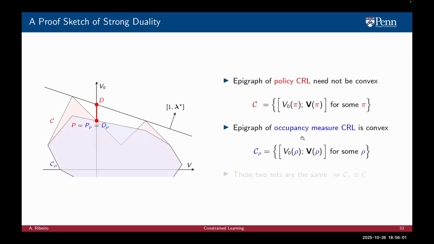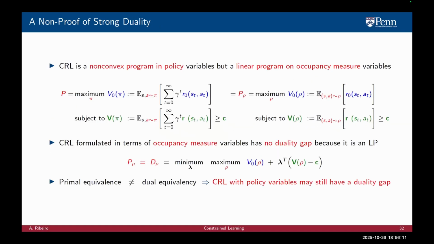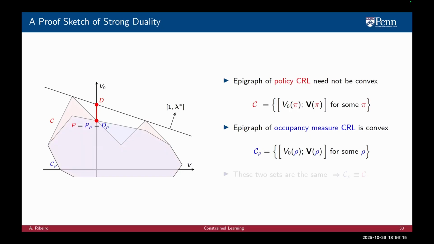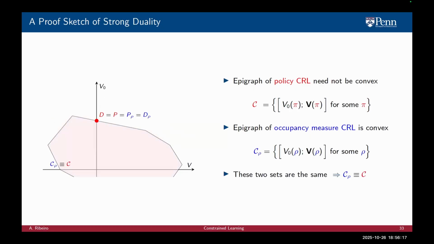The problem in occupancy measure space is linear, so this epigraph formulation is a polytope. This one has no duality gap, but the other one does not. However, in these equations, there's something I didn't tell you, which is that actually you can show that the two epigraphs are the same, okay? And therefore, because the two epigraphs are the same, D equals P, and so on.